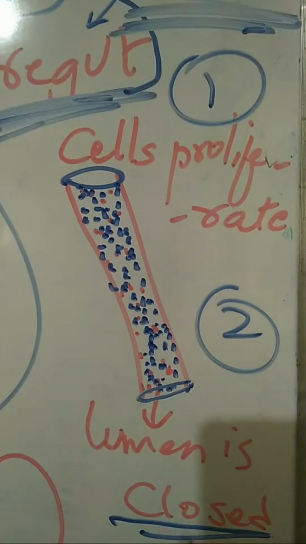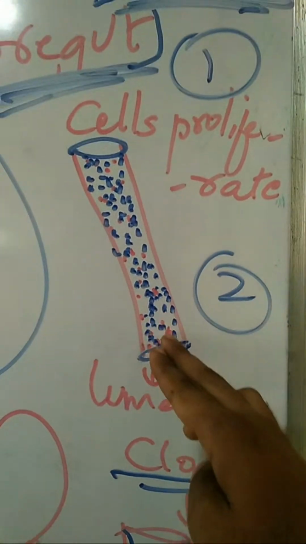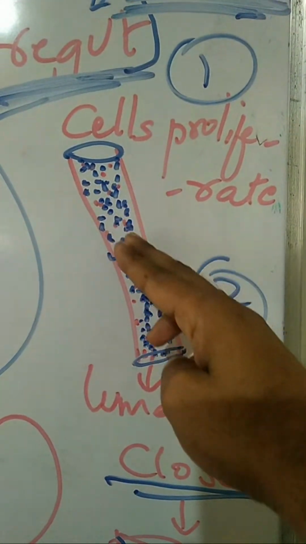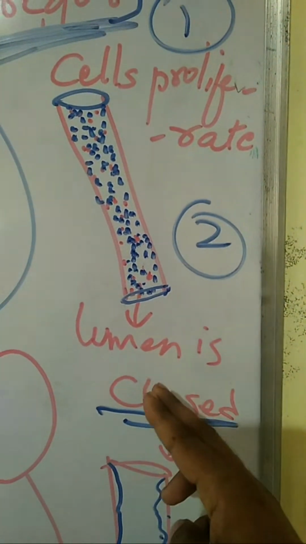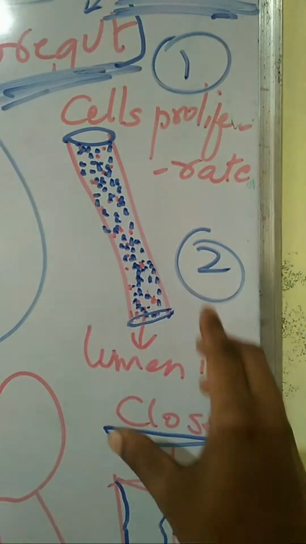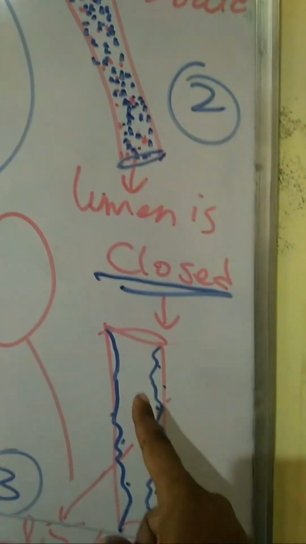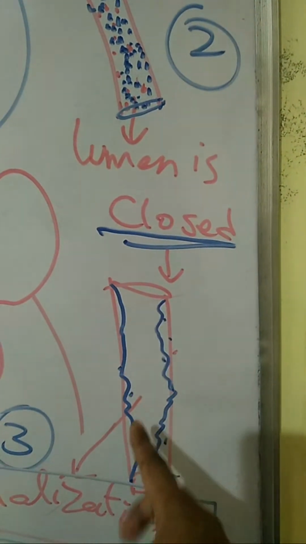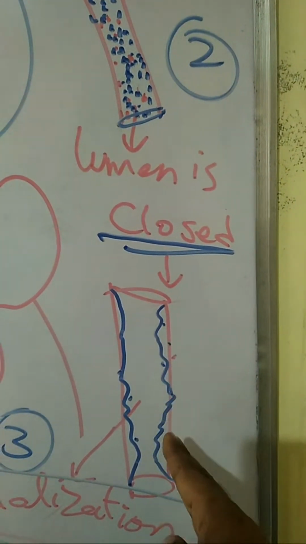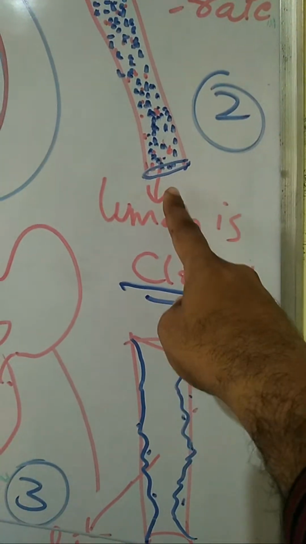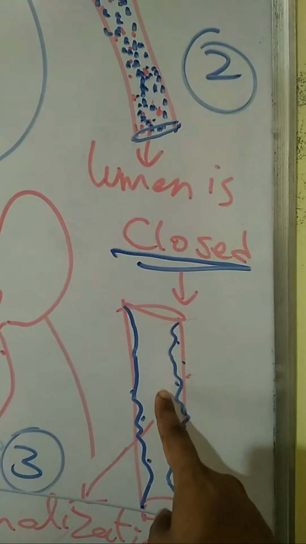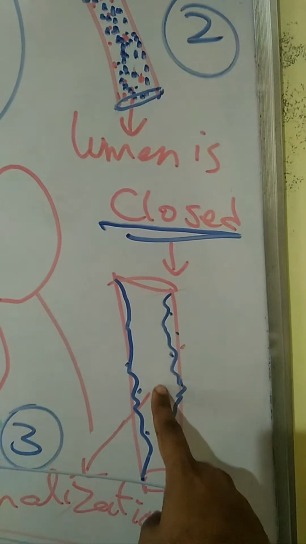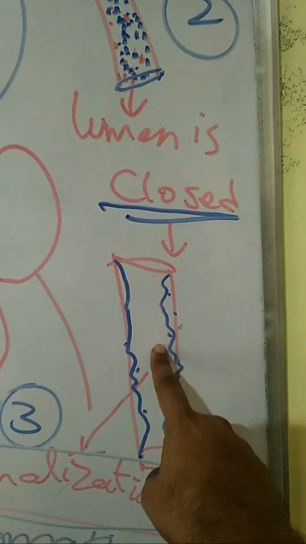Subsequently, what happens? There is a recanalization. The central cells undergo apoptosis or programmed cell death, resulting in recanalization. Where the lumen was closed, now it will start opening. The esophagus is lined by stratified squamous epithelium, that is the mucosal lining of the esophagus. Central cells undergo programmed cell death or apoptosis, so there is regaining of the lumen of the esophagus.